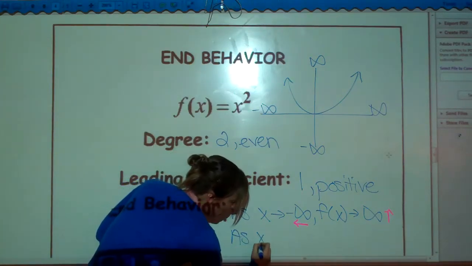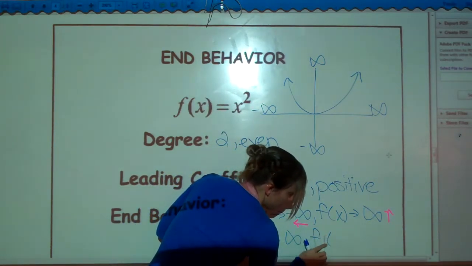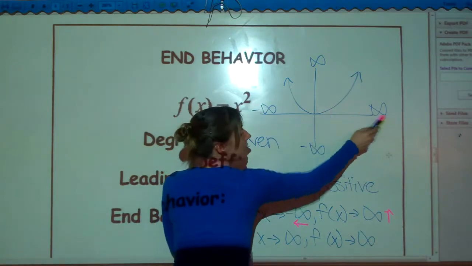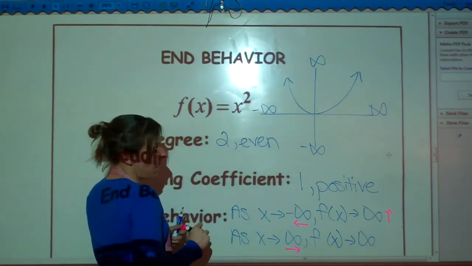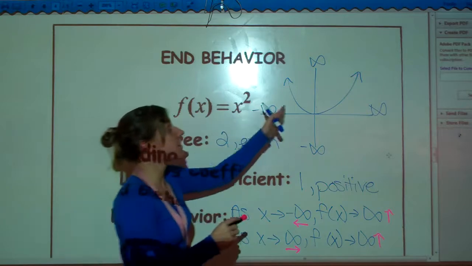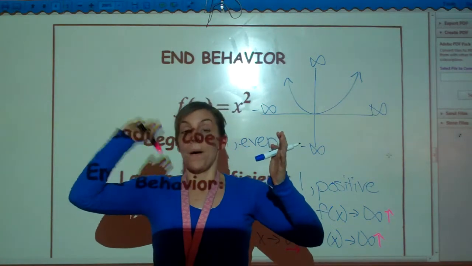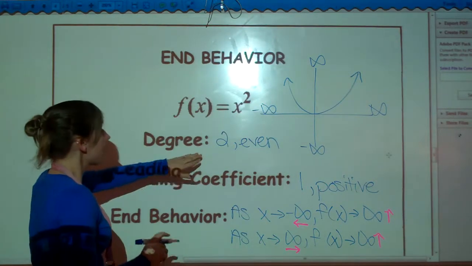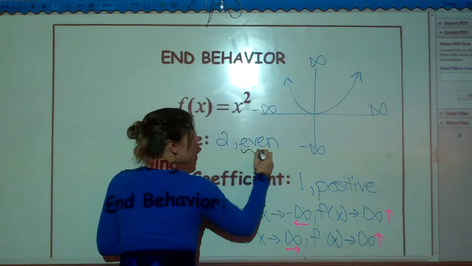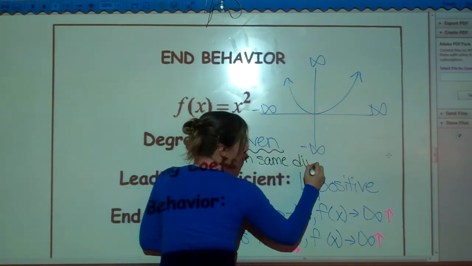Then, as x approaches positive infinity, as it goes off to the right, the function approaches positive infinity again. So as it goes off to the right, because that's positive infinity, it's still going up. So the ends of this graph are both going up. And so the end behavior of x squared is positive infinity on both ends. So if the degree is even, that means they point in the same direction.